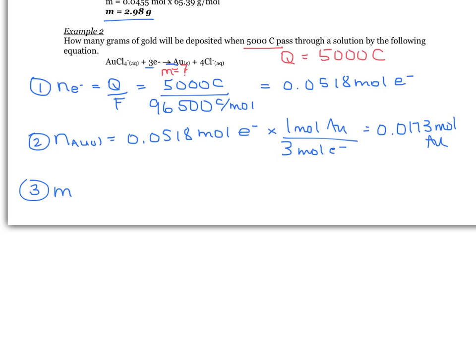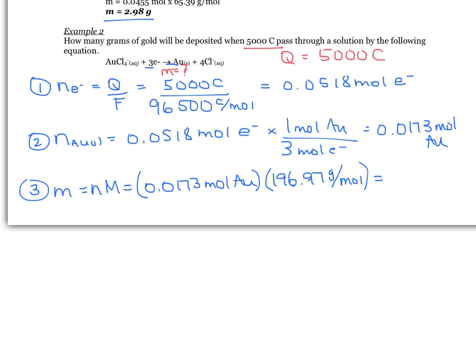We're looking for mass. Mass is equal to the number of moles times the molar mass. The number of moles we just found in step number 2, 0.0173 moles of gold. We find the molar mass of gold on the periodic table to be 196.97 grams per mole, to give us a final answer of 3.41 grams.